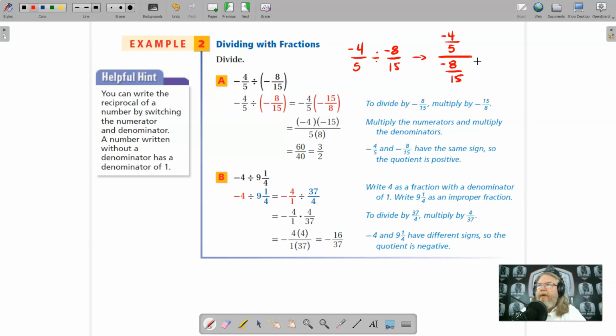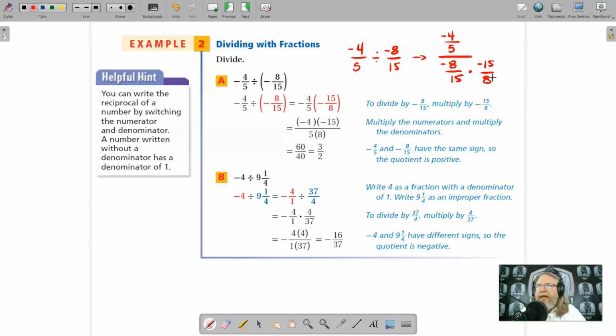So we know that any number over 1 is equal to itself. So if we could get the denominator to be 1, then we could just deal with what's in the numerator, right? Well, how do we get to 1? We multiply times its reciprocal. So let's go ahead and multiply negative 8 over 15 by negative 15 over 8.